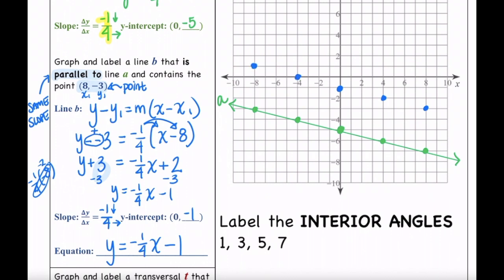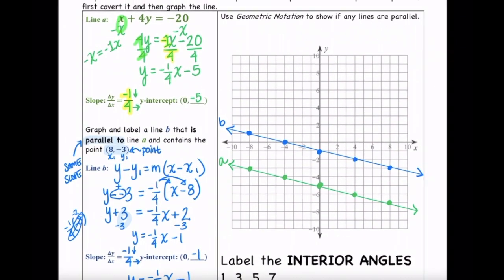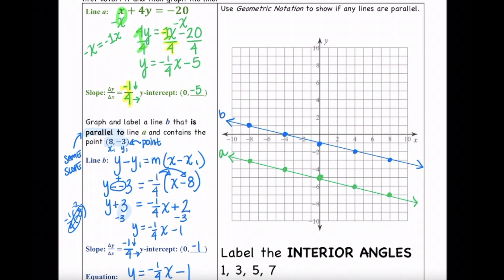Up 1 and left 4. And let's connect these in a line. Put some arrows on that line, and we'll go ahead and label this line B. So use geometric notation to show if any lines are parallel. Do we have parallel lines here?